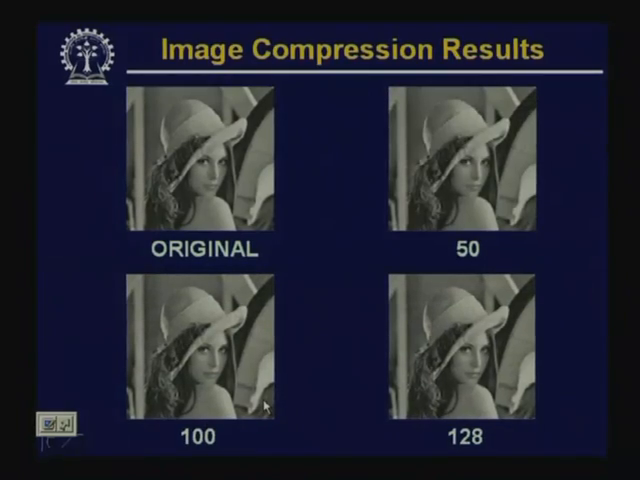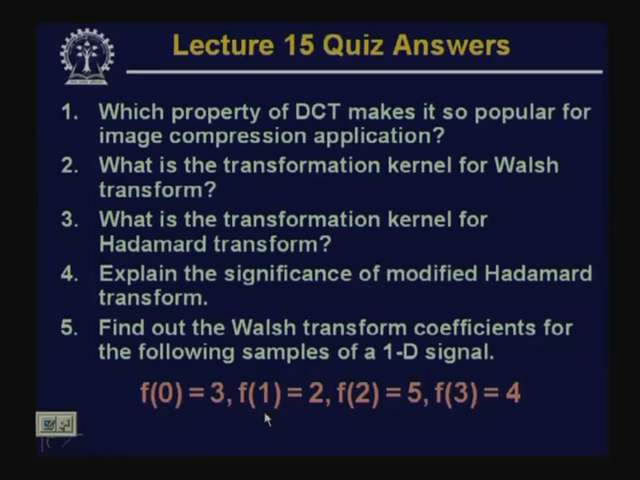Now, let us see the answers to our previous day's lecture. Here it is quite obvious that the property of the DCT which makes it popular for image compression applications is the energy compaction property. The transformation kernels for Walsh transform and Hadamard transform have already been discussed during our lecture. Significance of modified Hadamard transform: here we have said that by modified Hadamard transform, I mean the ordered Hadamard transform.